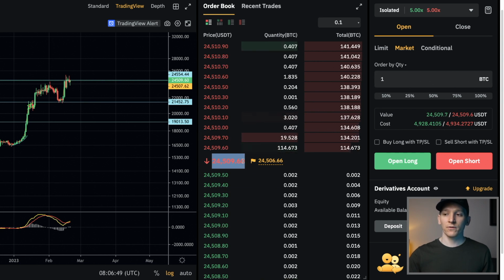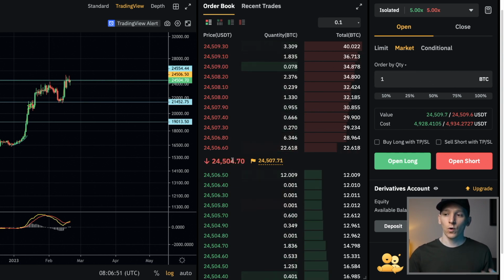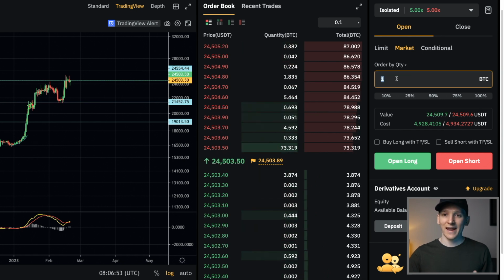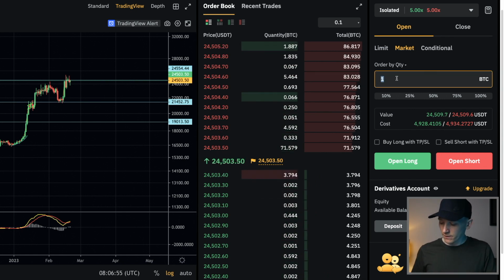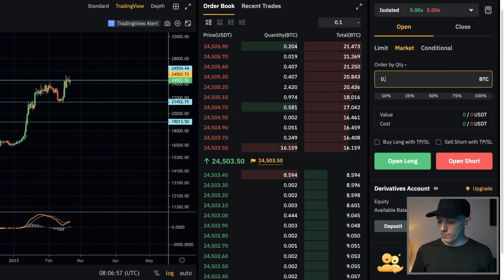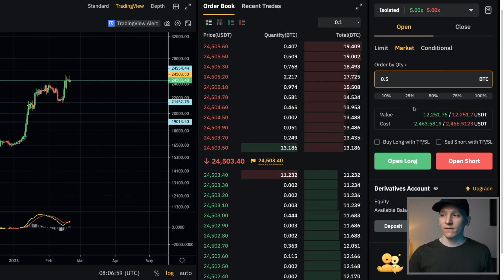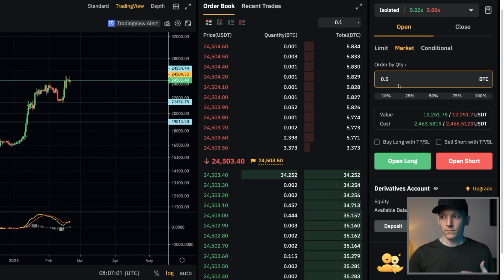We, of course, don't have to actually trade one entire coin at once, though. We can trade any amount of it. So we can maybe trade 0.5 of a Bitcoin, and you can see the value comes up here. So we can choose any amount of the quantity if you want to do that.